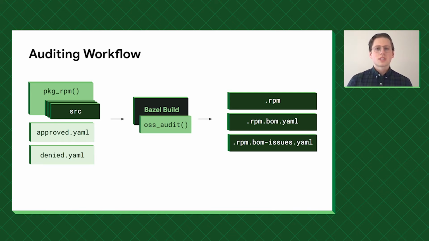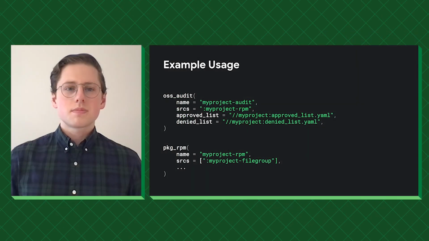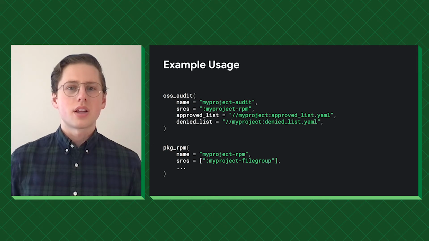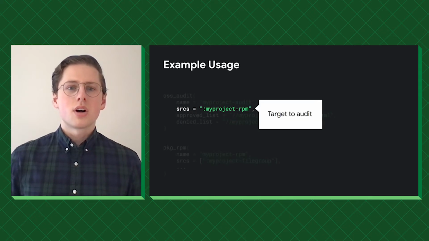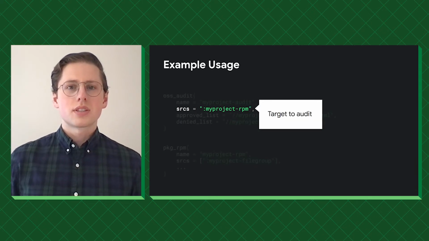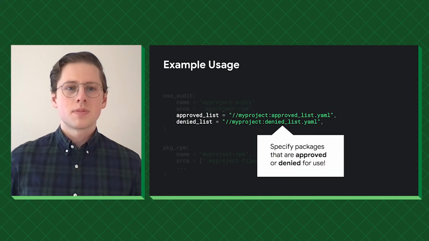Now let's look at how this happens in action. This is how the OSS audit rule can be added to a build file to audit an RPM. In this example code, you can see the package RPM rule below, creating the RPM, and the OSS audit rule above, auditing the RPM. This solution can audit RPMs, TARs, and other build targets, such as Java binaries.